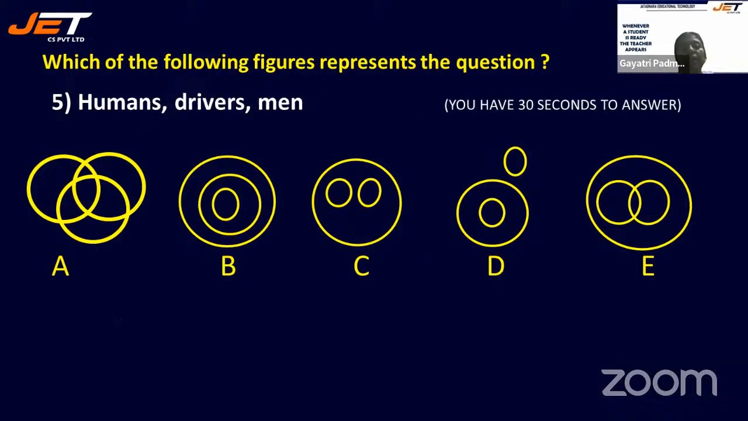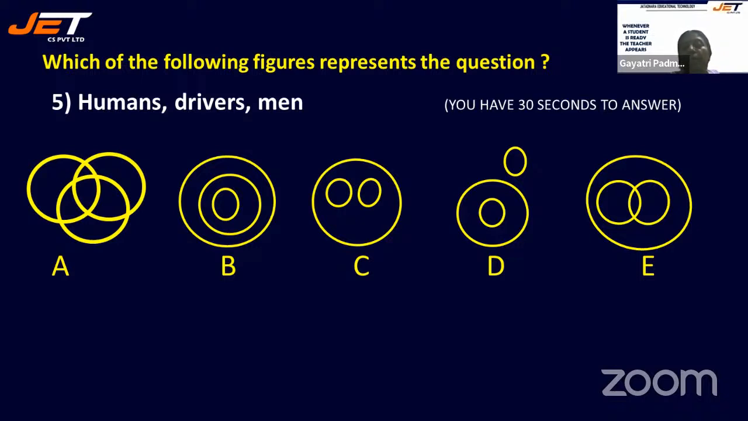All right, now see the next one. We have humans, drivers, men, right? So humans, drivers, men. Four options are given, so you need to choose which option is the correct one. Your 30 seconds has already started, so quickly this has to be done. Whether option A, option B, option C, option D, or option E.